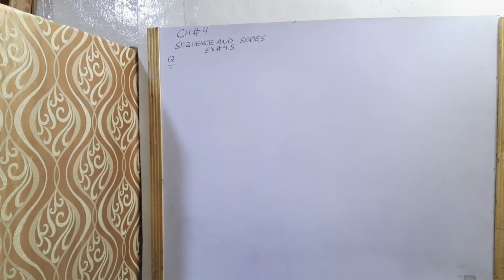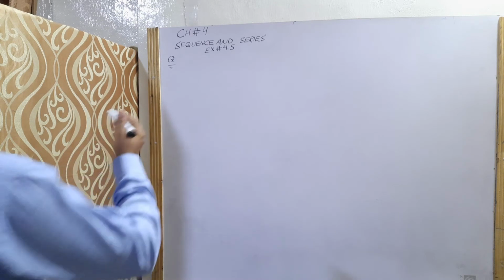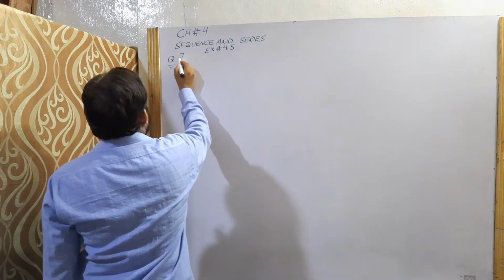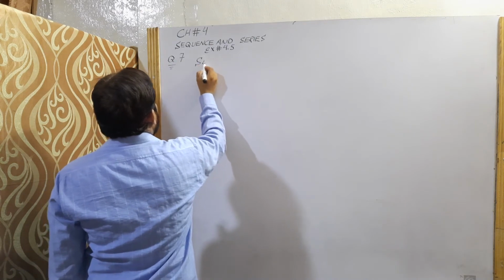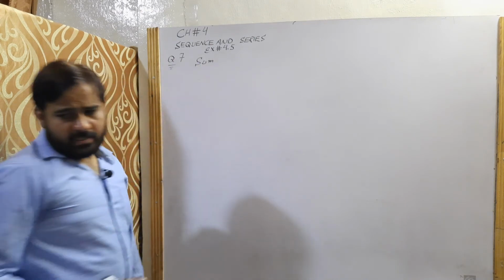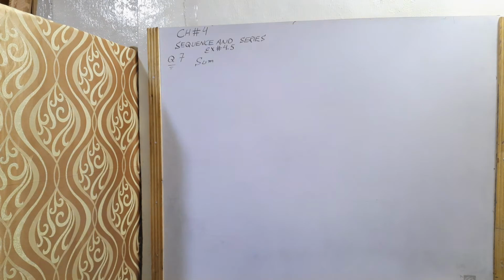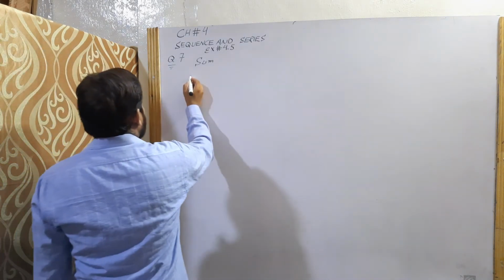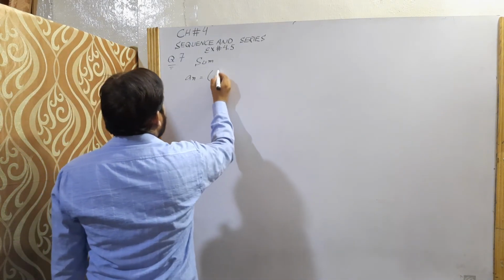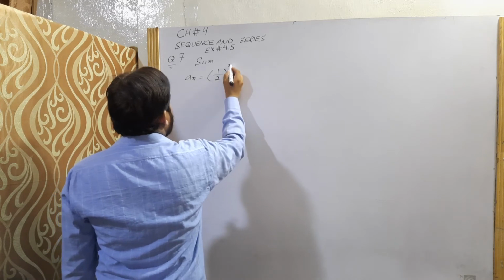Next question number 7, find the sum of n terms if the general term is given. Very very simple question. Find sum if the general term in this case is given, which is an equals (1 by 2) whole raised to power n.